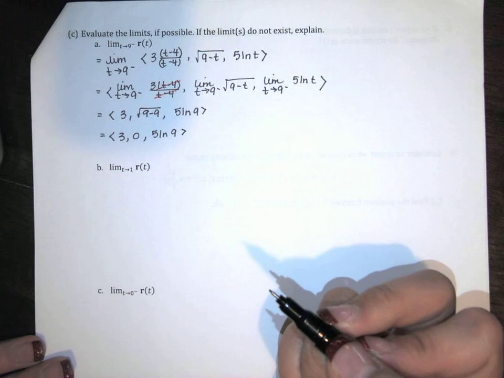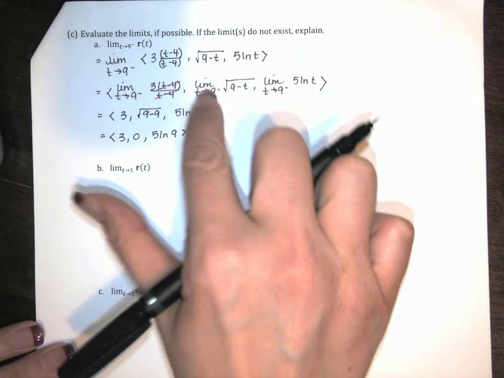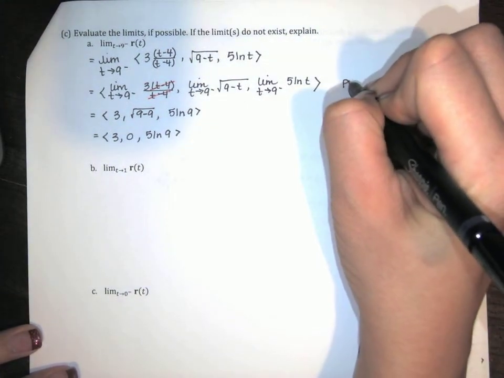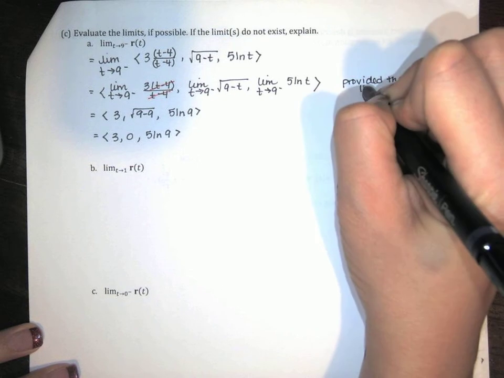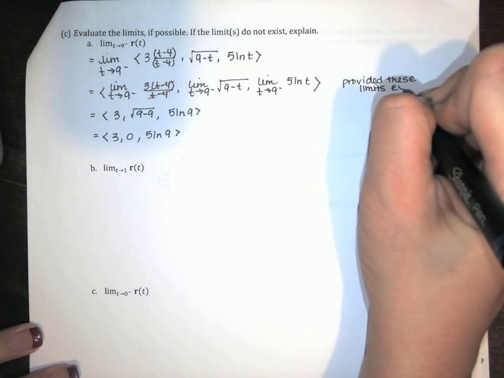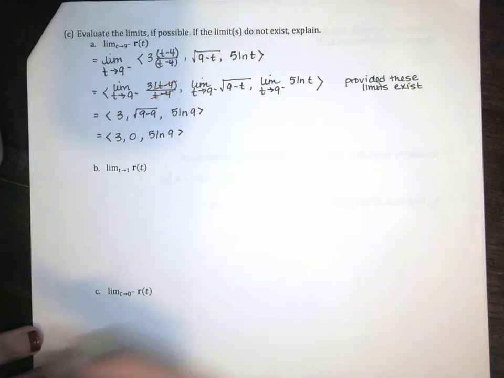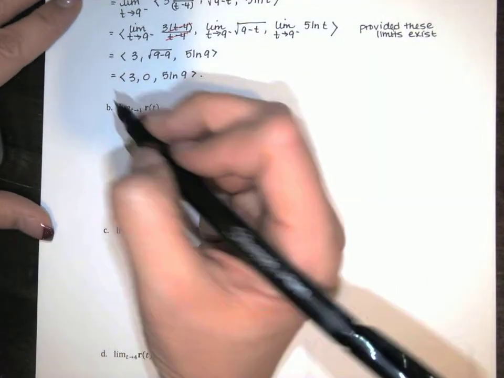So that's my answer. Now I want to add one little restriction on this. This is equal to this, provided those limits exist. And those limits did exist, so we got the value of that limit. Okay. Now let's do the same thing for this.